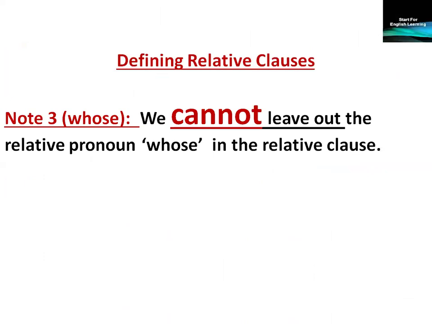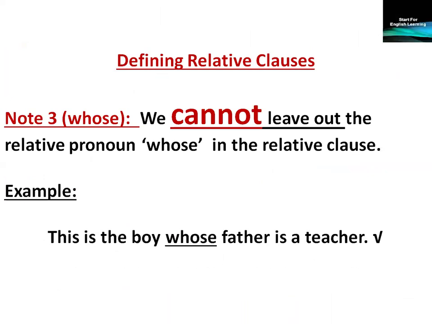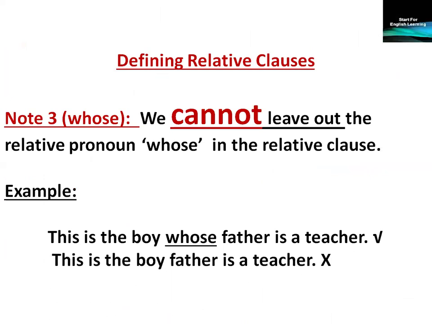Note 3: whose. We cannot leave out the relative pronoun whose in the relative clause because it takes the place of the subject. Example: this is the boy whose father is a teacher. This is a correct sentence. This is the boy father is a teacher is a wrong sentence.